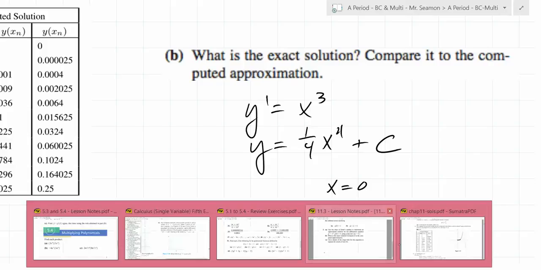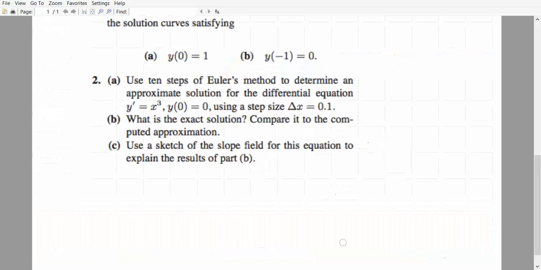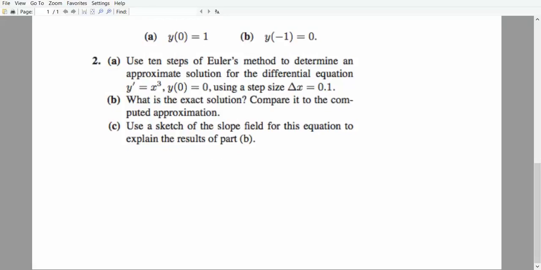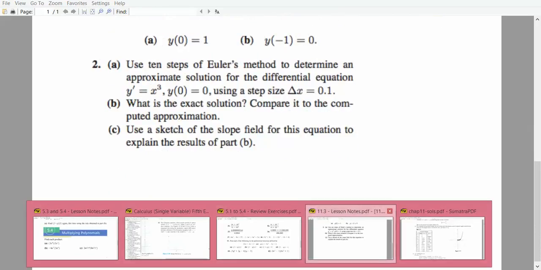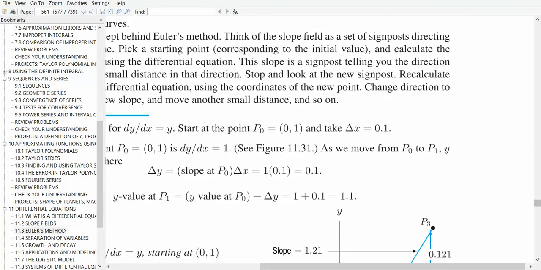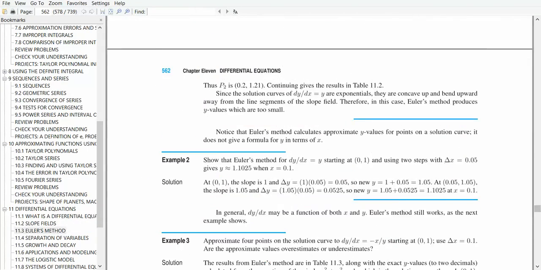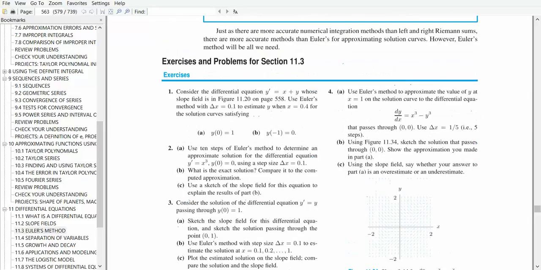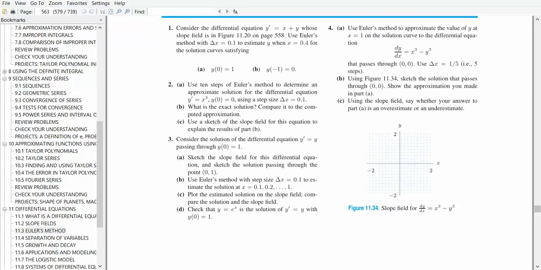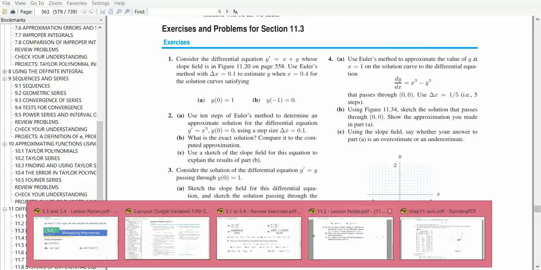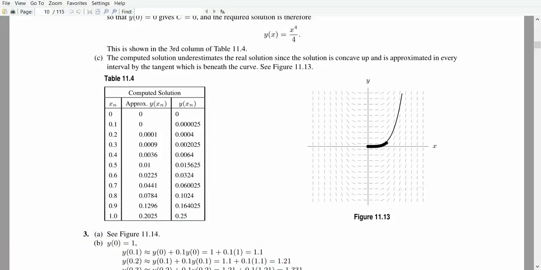Let's do the last part, C, of this. Where is it? Right here, C. Use a sketch of the slope field for this equation to explain part B. Let me go back to that. This is number 2, I think. Let me go back to this. It gives you the slope field, I think. It does not. Let me see if I have it in the answer solution here. The slope field. Yeah, there it is.